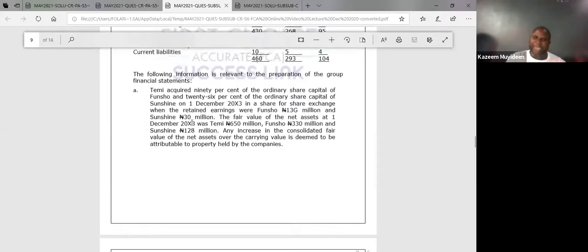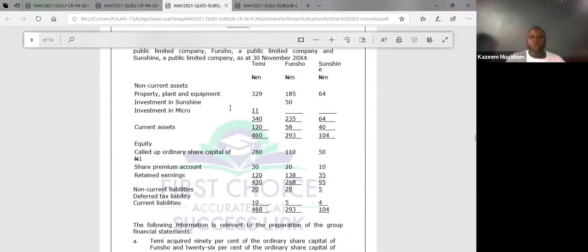So I've got my retained, I've got my net assets. I've got my group structure. I cannot calculate. How do I know? Has it been recorded? The 50 million. I will check. Has it been recorded? Oh, it has been recorded. Investment in Sunshine. I will now calculate the group structure. I will now calculate the cost of investment, the effective interest in Sunshine.